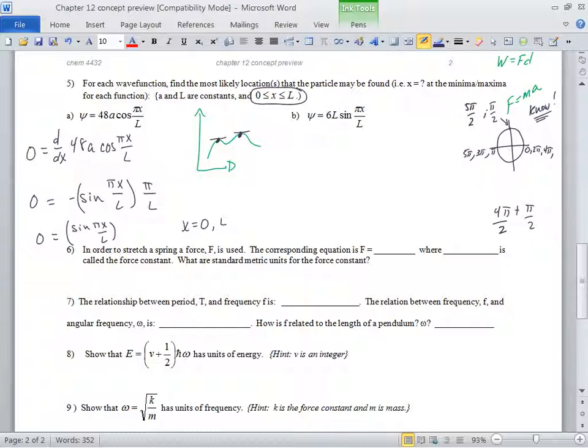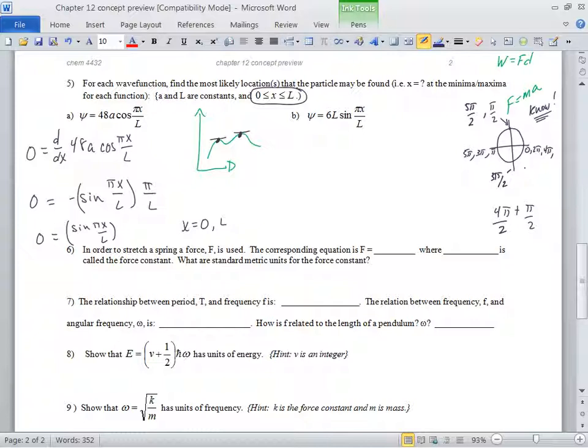And this keeps on going. Same way on the bottom. Make sense? Let's see what this one is. What's this angle? 3 pi over 2. So it's probably 7 pi over 2. Okay, and it keeps going.